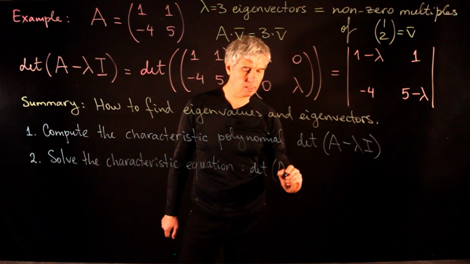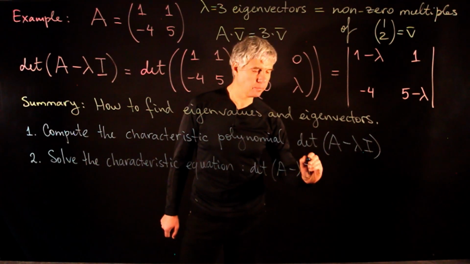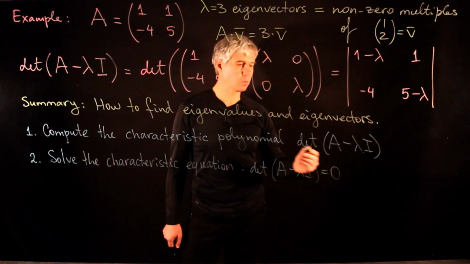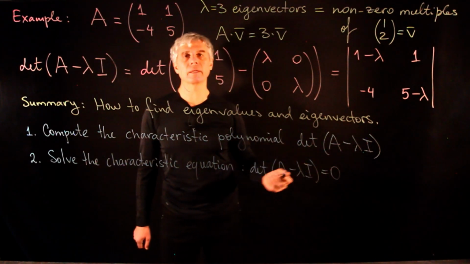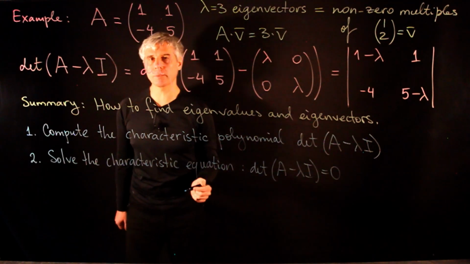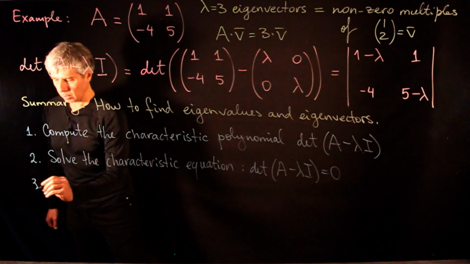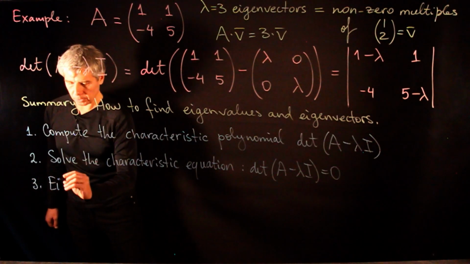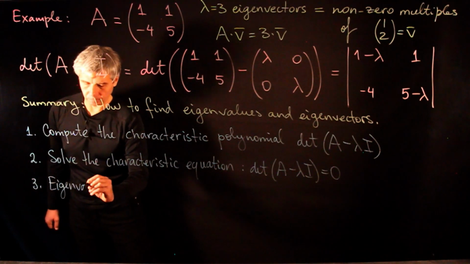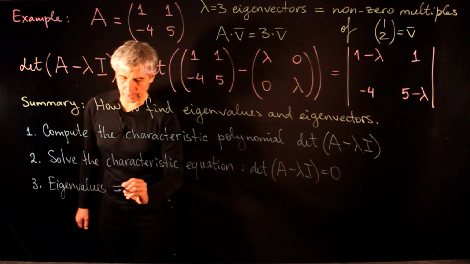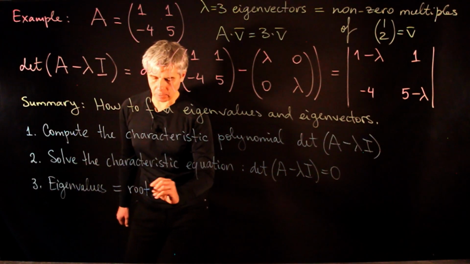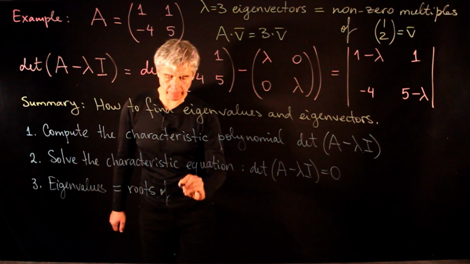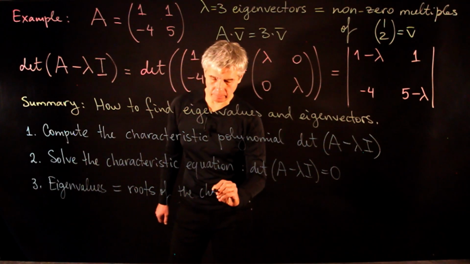Determinant of A minus lambda I is equal to 0. So we compute the characteristic polynomial, and then we equate this characteristic polynomial to 0. Then eigenvalues are precisely roots of the characteristic polynomial.